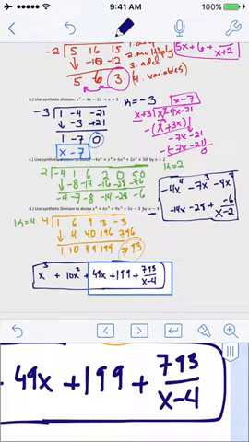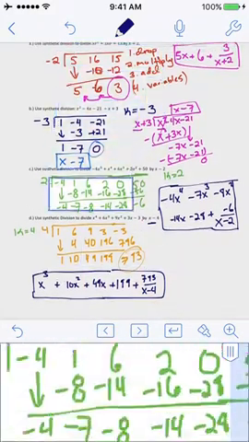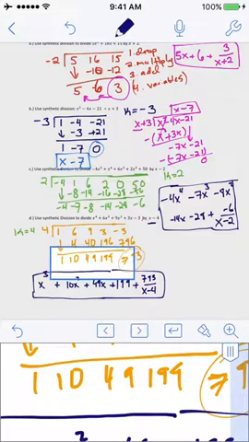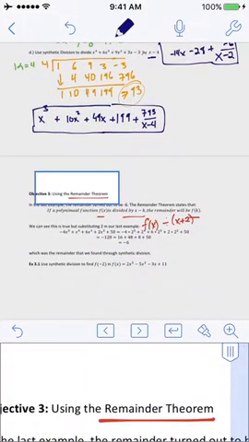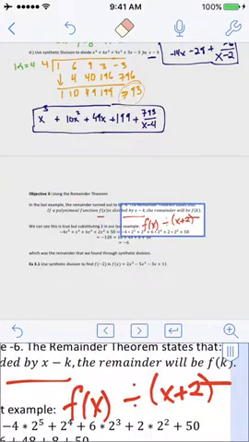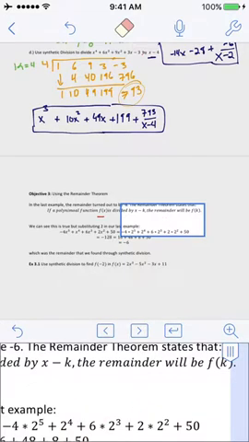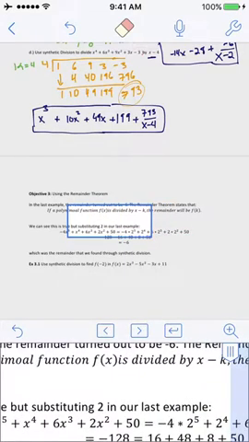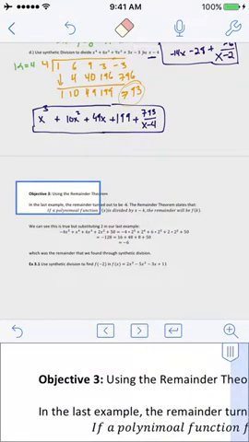Alrighty, fantastic. If you have any questions on how synthetic division works, make sure you pause the video now and get some questions answered, right? But we are going to go on to something called the remainder theorem, and it has to deal with synthetic division, though. It has to deal with synthetic division, so make sure you get your questions answered before we move on.